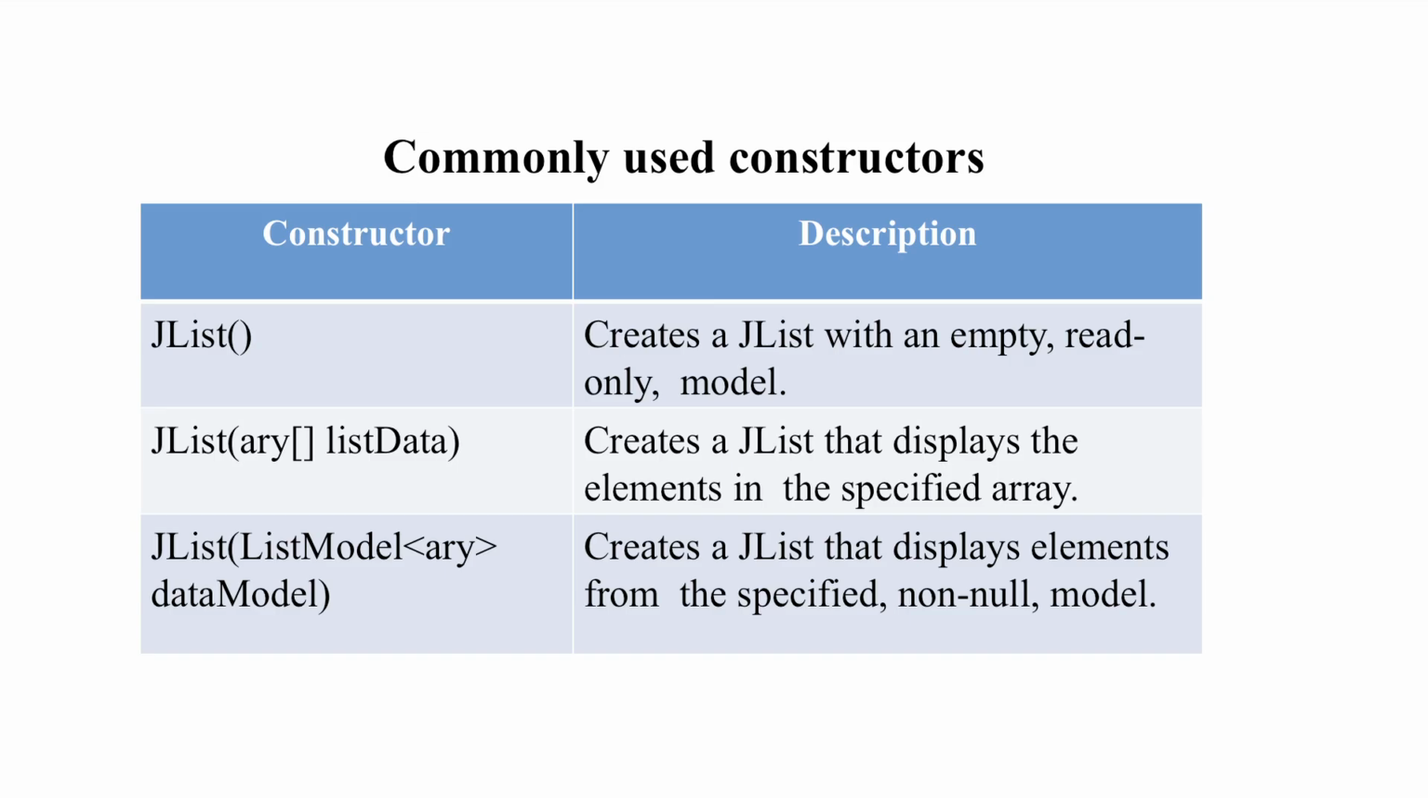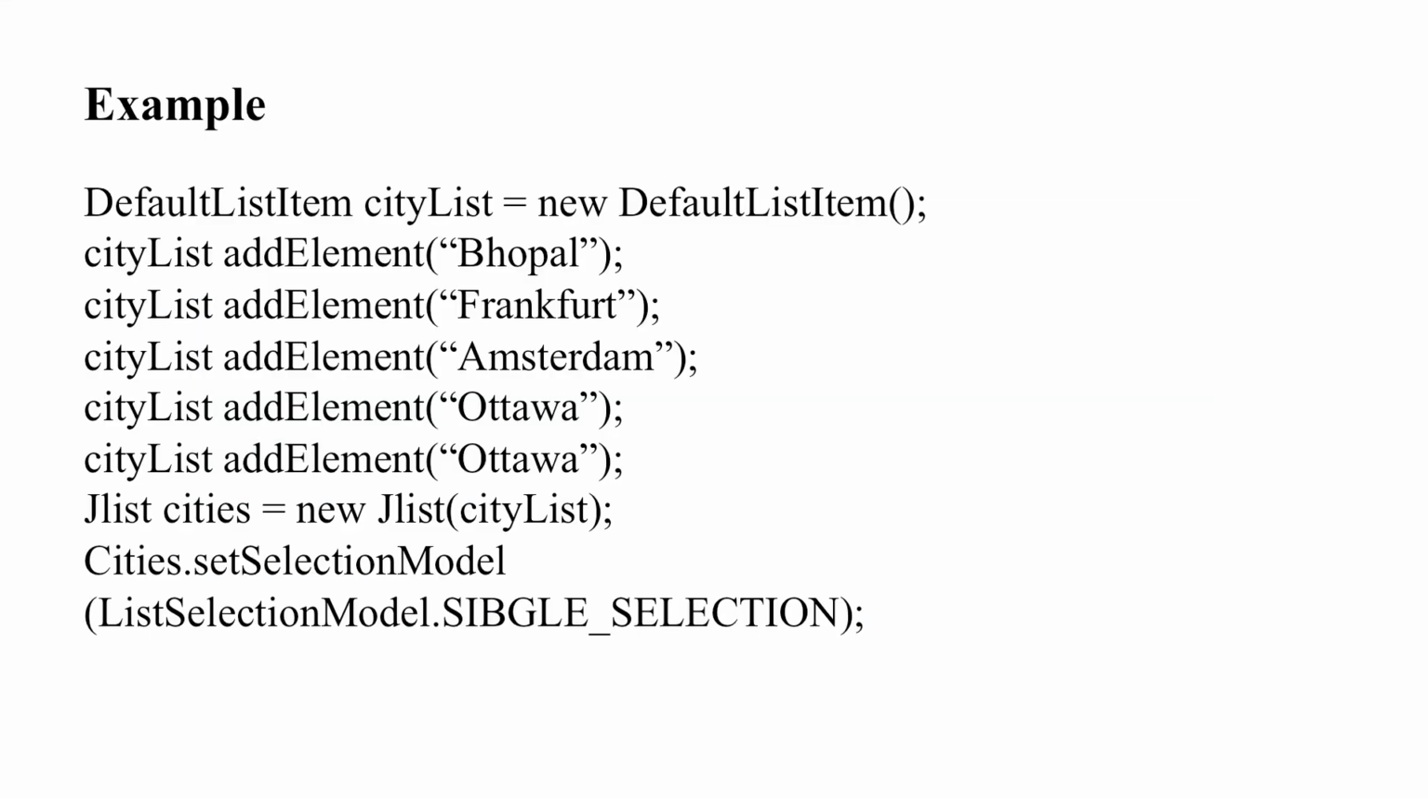Here it will create a list which displays elements from a specified non-null array. Non-null mode means it will create a list of items. Now, for example, DefaultListModel cityList = new DefaultListModel. We are creating one blank list.